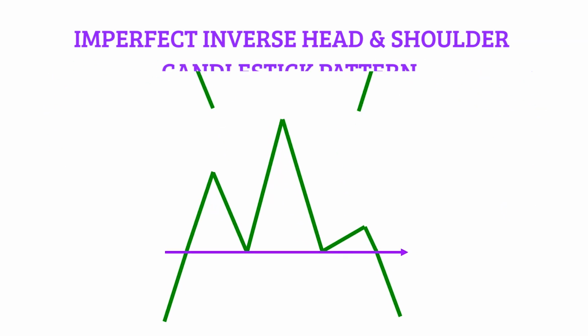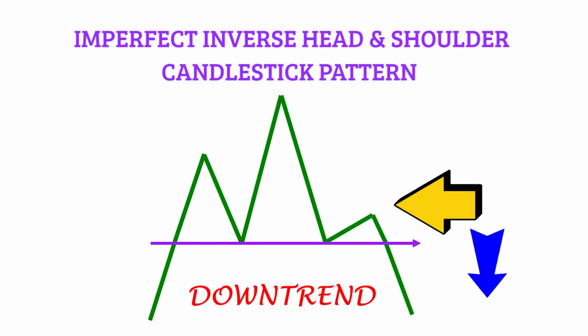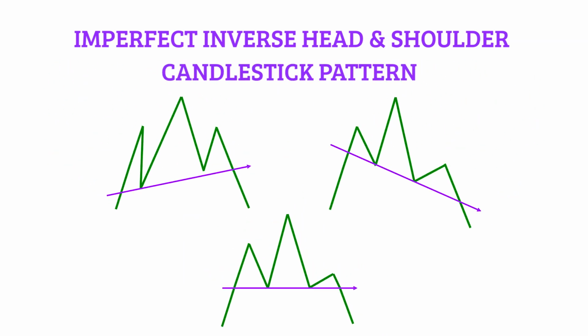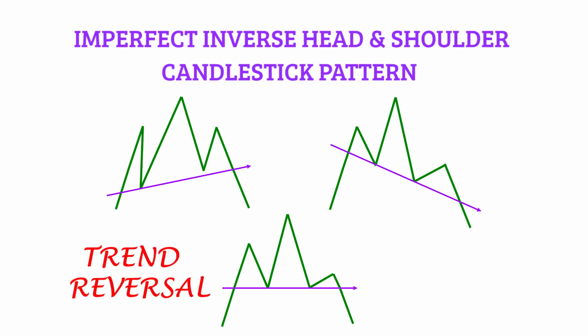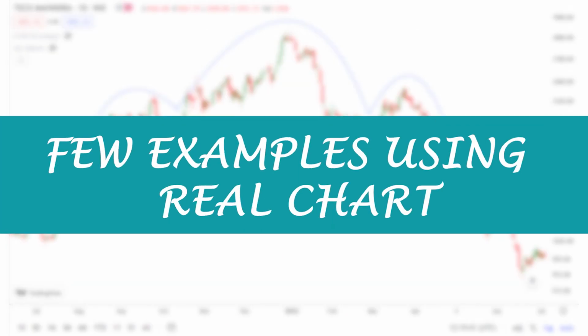The focus of a head and shoulder pattern is a lower high, followed by a lower low, making a downtrend. What I mean is that the imperfections of the pattern don't affect the trend reversal rule. Now let's see a few examples of head and shoulder pattern and inverse head and shoulder patterns in a real chart.